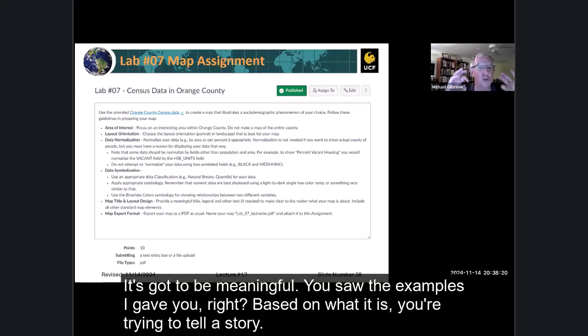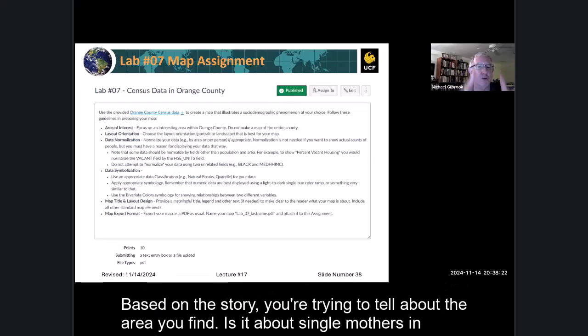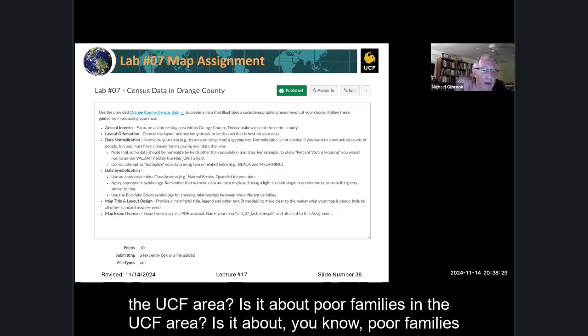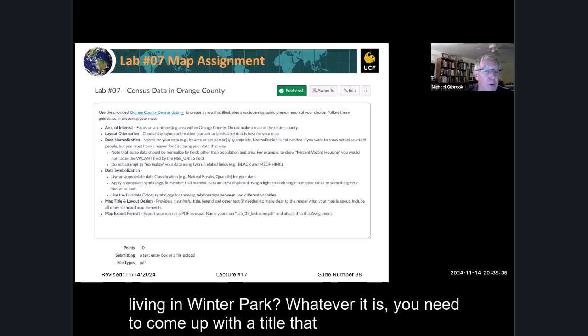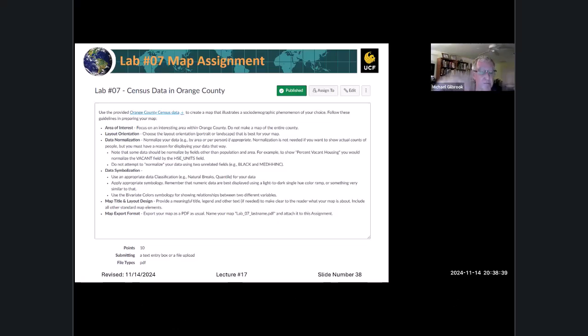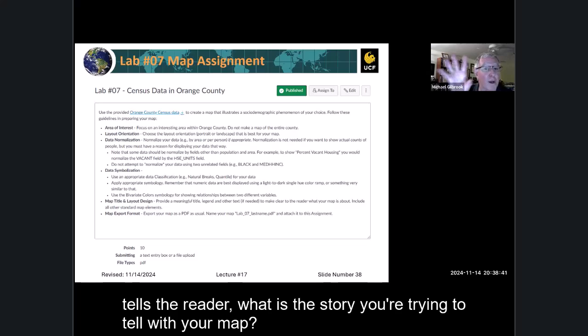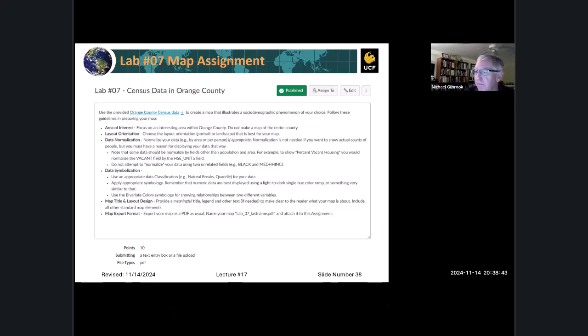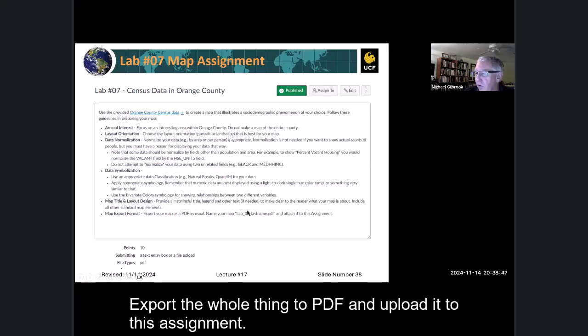Base it on the story you're trying to tell about the area you find. Is it about single mothers in the UCF area? Is it about poor families in the UCF area? Is it about poor families living in Winter Park? Whatever it is, you need to come up with a title that tells the reader what story you're trying to tell with your map. Export the whole thing to PDF and upload it to this assignment.